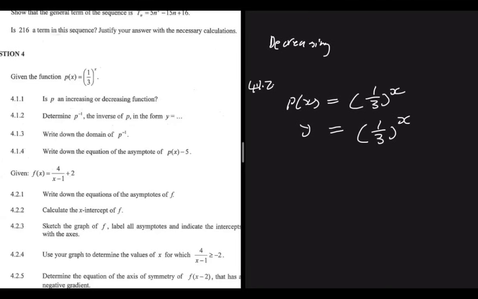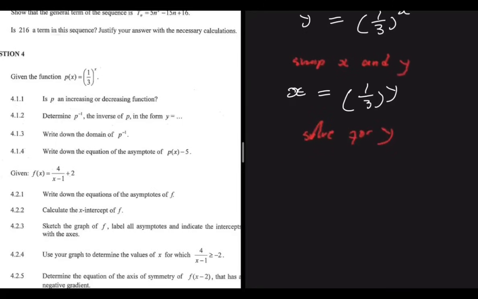So when you want to find the inverse, the first thing you want to do is to swap x and y, right? If we go ahead and do that, we're going to have x in place of y, and in place of x, we now put y. And from there on, all you need to do is solve for y. As soon as you solve for y, you're going to have the function you're looking for. So how are we going to possibly do that?